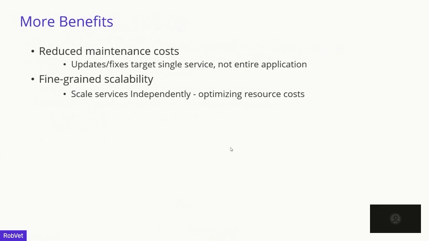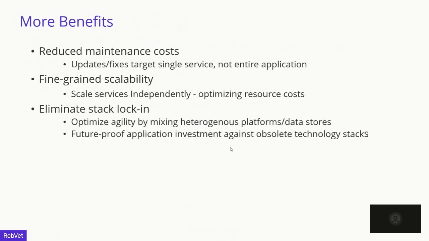So with microservices, I can get that fine-grained scalability. I can scale services independently. With a monolith, I've got to scale everything out 15 times, even though I don't need everything scaled out 15 times, and I'm paying for resources I'm not really using. Right? What about stack lock-in too?